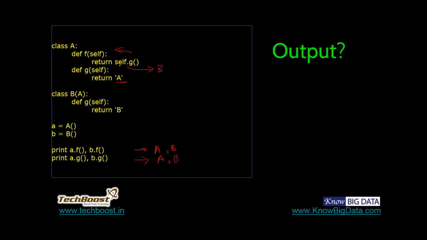So this self will be pointing to the object itself, right? Yes. And in this case, the object would be B. Great. That was fantastic.